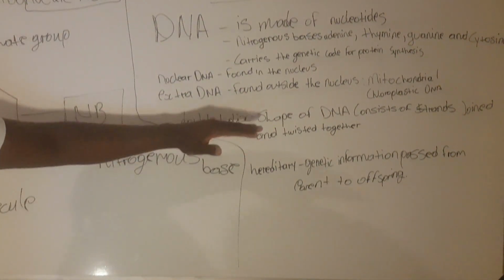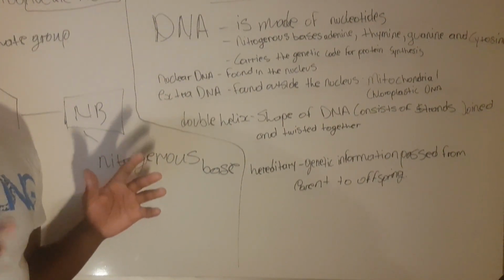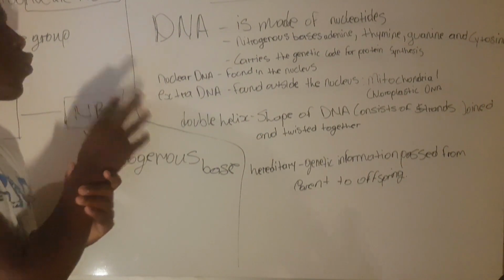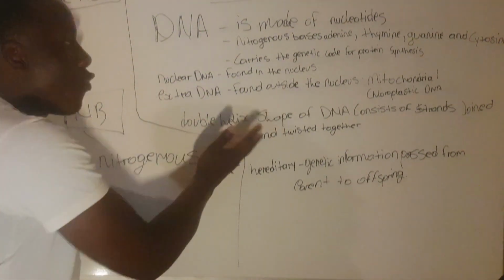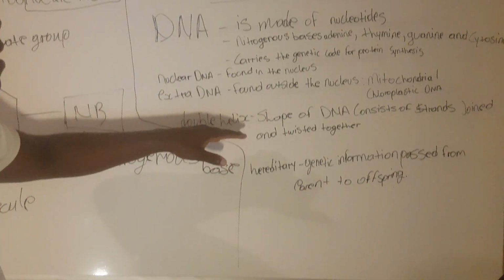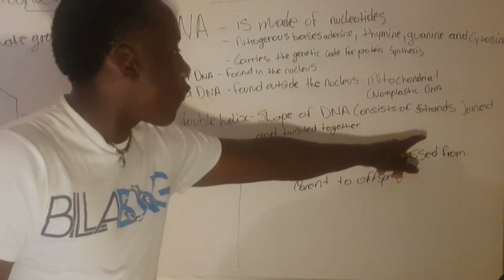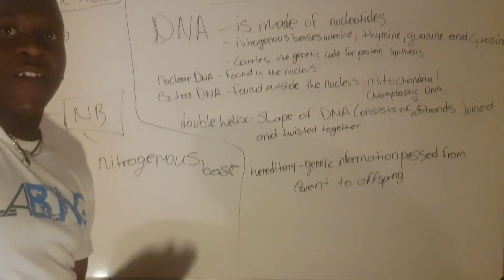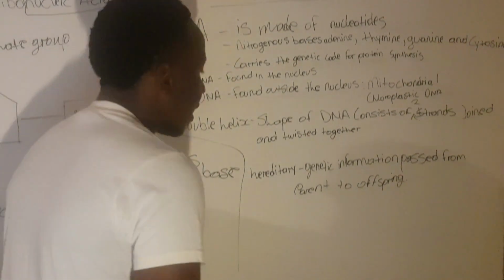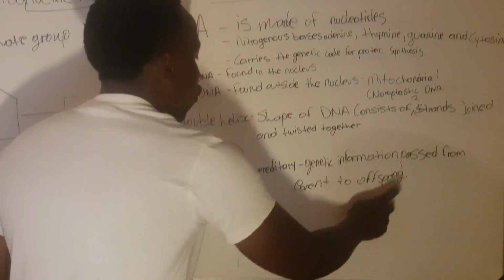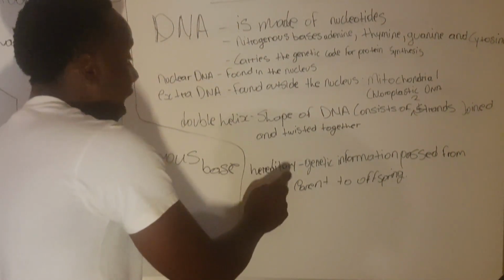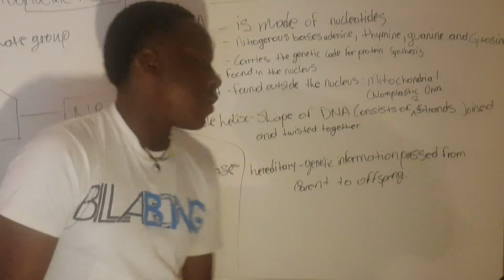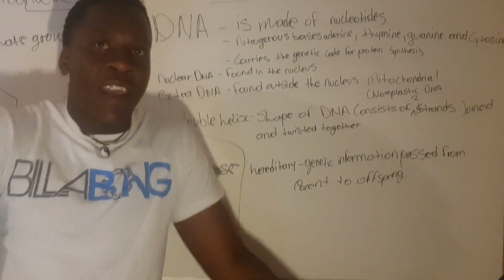Note, they really like to ask this question. I'm pretty sure they also asked it last year in the exams. It's an easy 2 to 3 marks. The double helix, the shape of DNA, consists of two strands. Oh, sorry, I forgot to mention two strands here. Two strings joined and twisted together. And then hereditary genetic information is passed from parent to offspring. These are called hereditary genes. So if your mother or your father ever asks you why you are so rude, it's probably hereditary. It's probably the hereditary genes.